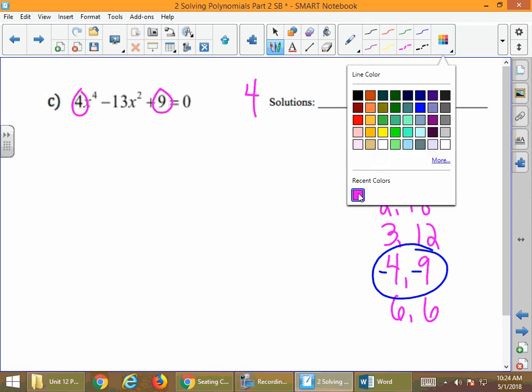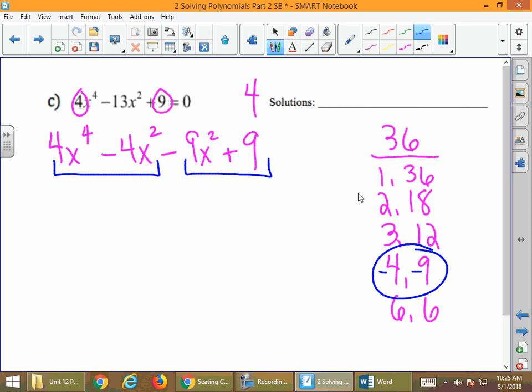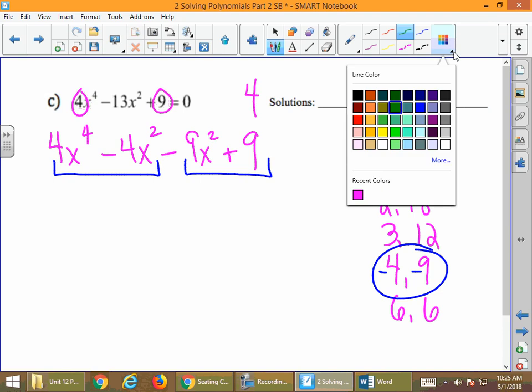Again, splitting the middle. Got 4x to the 4th here and the 9 here. And when we fill it in, it's going to be minus 4x squared. So whatever's in the middle, we need to keep that term there. Minus 9x squared. And then we're going to go back to grouping. So here's a group, and here's a group. And we're finding the greatest common factor in these groups.